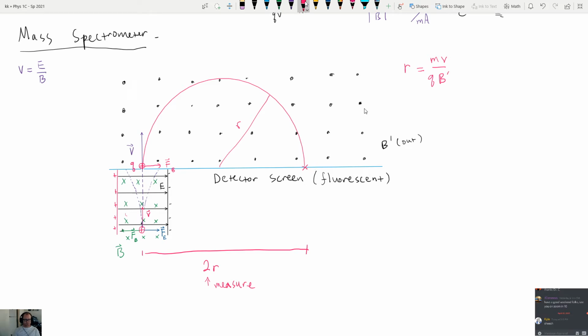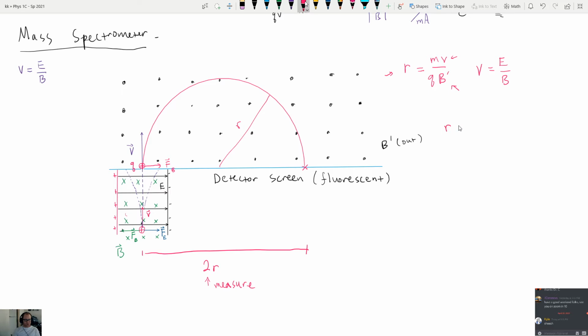And what does it tell us? Well, if we know r and we know B prime, and we know the velocity, right? Because remember, the velocity was equal to... We picked this, right? Because it was coming out of a velocity selector. We knew that the velocity was equal to E over the other magnetic field, the green field in this region right here.